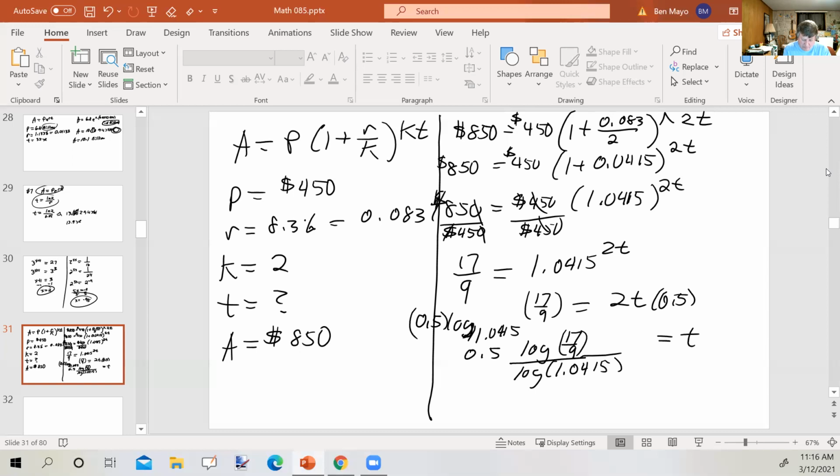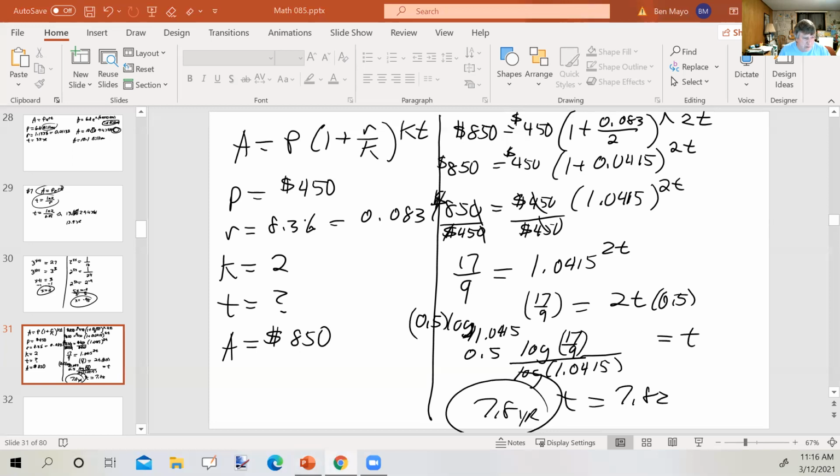So let's plug all that into the calculator. 0.5 log of 17/9, close that up, divided by the log of 1.0415, and I come up with t equals 7.82, and it said to round to the nearest tenth, so that would be 7.8 years. Okay.